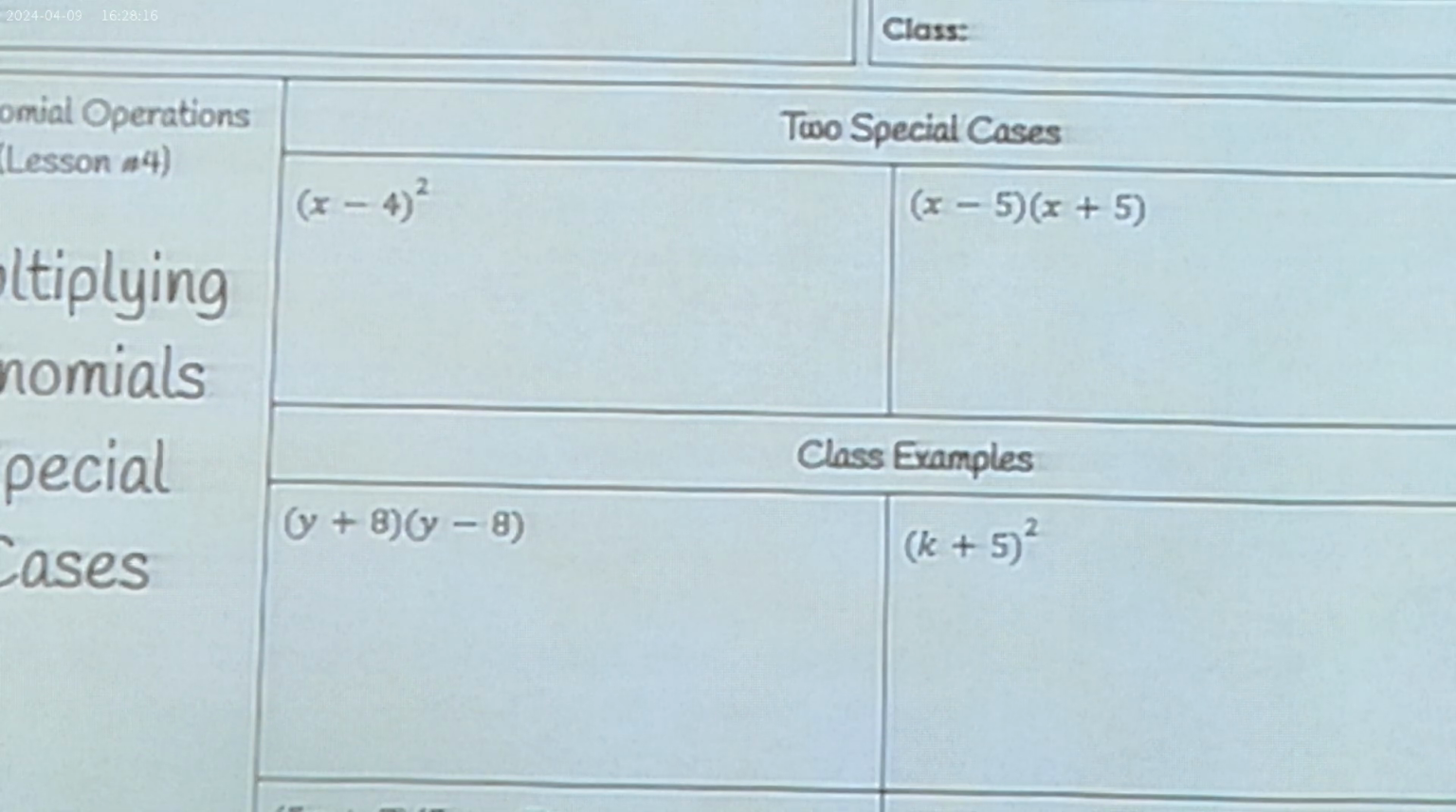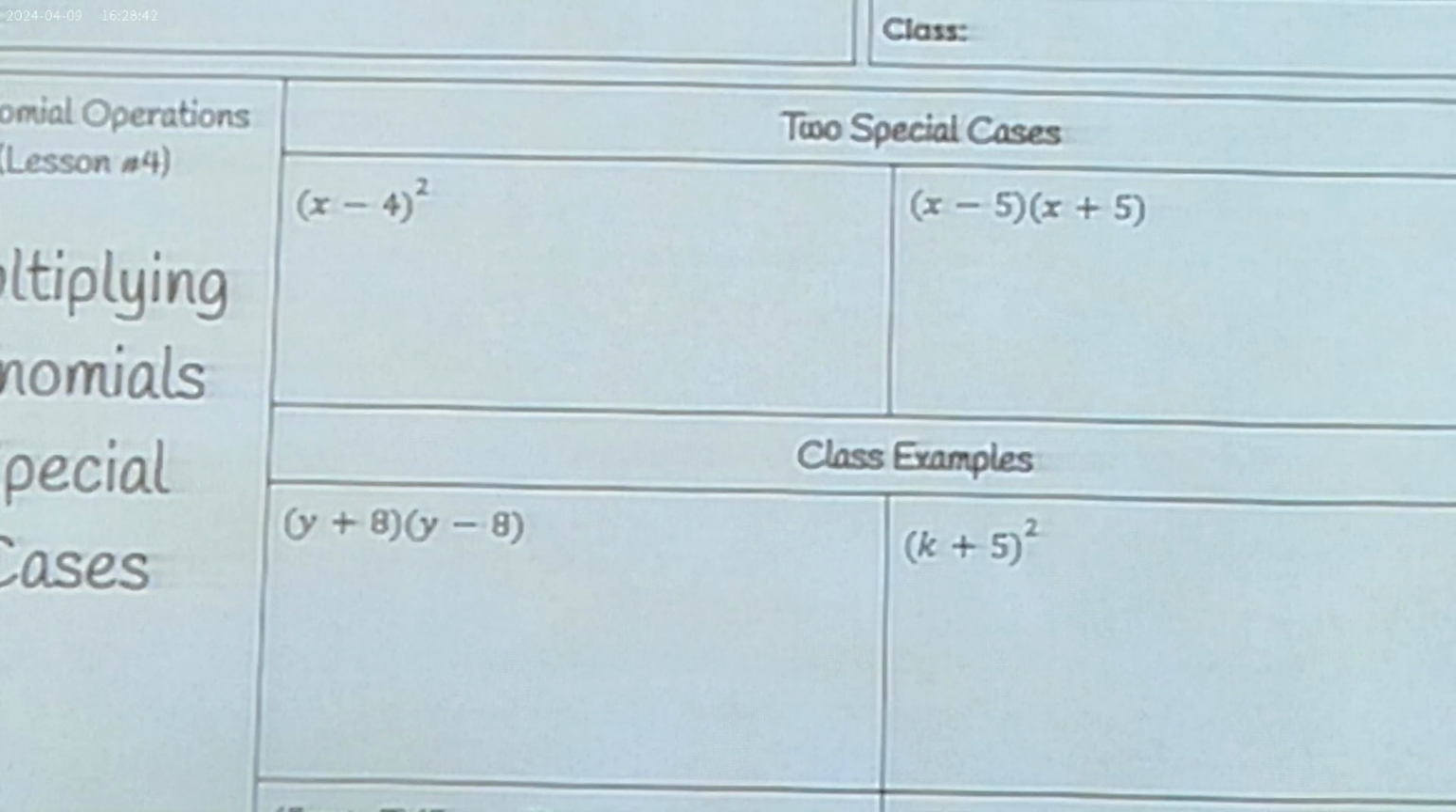There are forms and patterns of binomial multiplication, and special cases, that are actually a lot faster. And that's pretty much what we're going to be going over today.